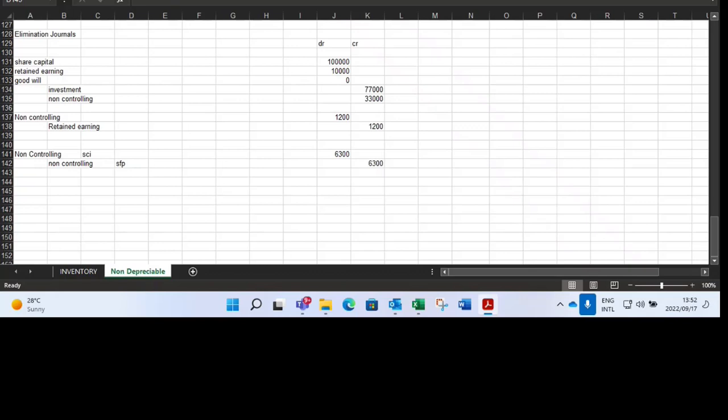Then the profit that was realized by the subsidiary. Subsidiary made a profit, which must be eliminated, and which affects the retained earning. And then we say property. The property is sitting in the books of Q, while the profit is realized by R. 10,000. Any question so far?